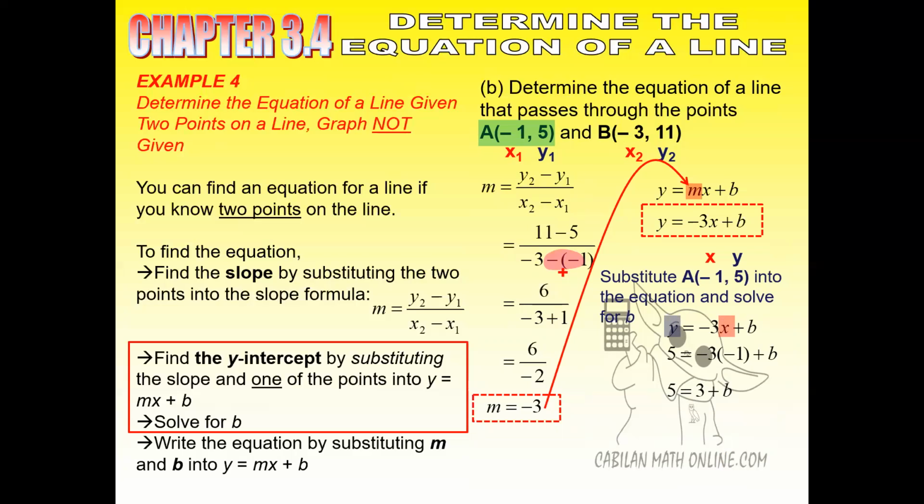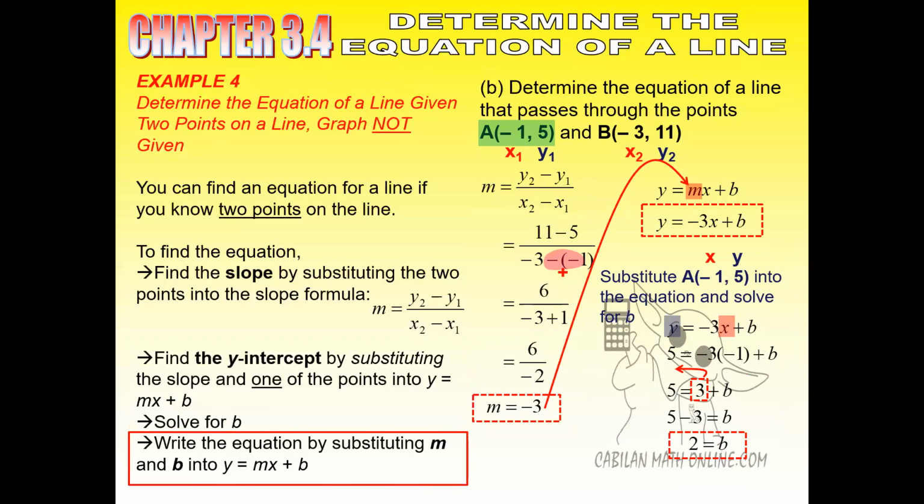And last but not least, the 3 and the b are separated by a plus sign. So we're going to leave the b where it is. We're going to move the 3 to the other side and subtract it from the 5. And then 5 minus 3 will give me 2. Okay, so just double check here. We now have our m, which we already put into the equation, and we now have our b. So for the grand finale, we're now just going to take that 2 and replace it in for the b. So the equation of this particular line is going to be y equals negative 3x plus 2.